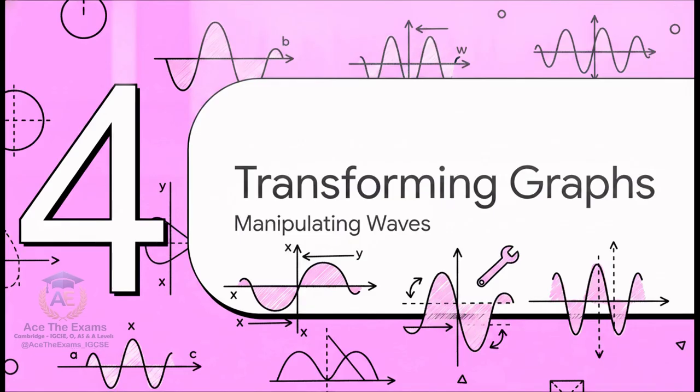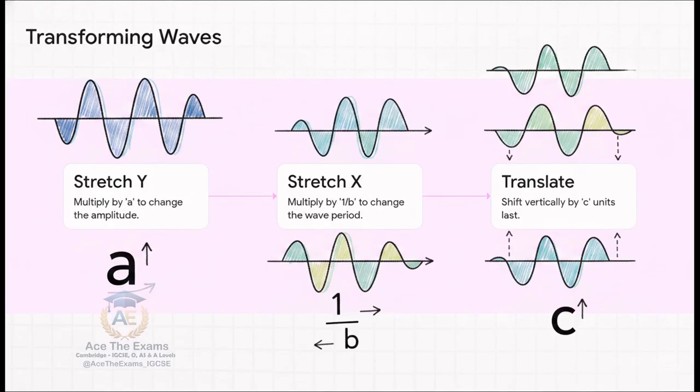Once we understand the basic anatomy of these waves, we actually gain the power to manipulate them. And that brings us perfectly to section 4, transforming the graphs. Let's break down this somewhat intimidating formula. Y equals A times the sine of (bx plus c). I know it looks a bit complex, but it's really just a straightforward set of instructions for a visual transformation.